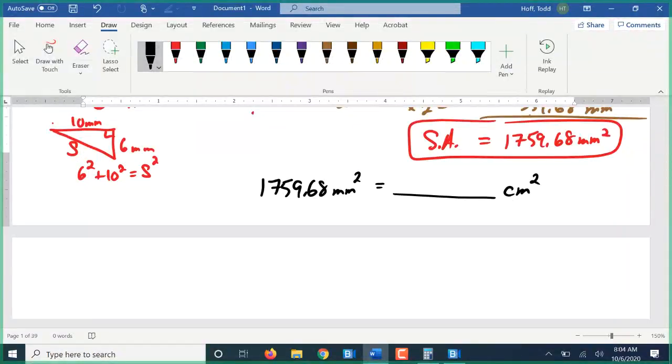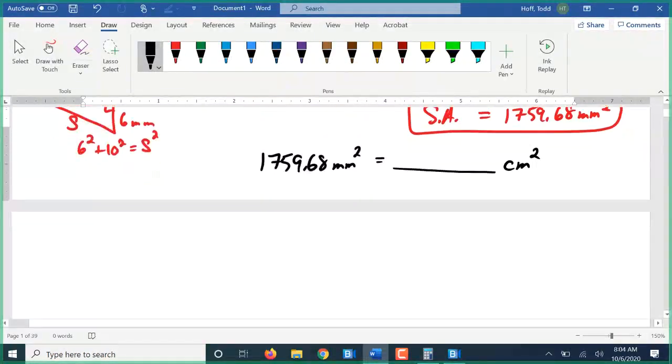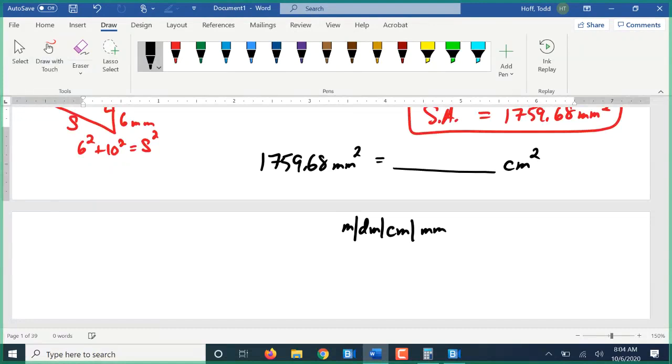What if I wanted to convert that into centimeters squared? What do I do? Well, to go from millimeters to centimeters on our chart is one spot to the left. But since this is millimeters squared and centimeters squared, how many spots does my decimal point have to move? 2, very good. Every spot on the chart becomes 2 decimal places because it's squared. So I have to go 1, 2, that's 17.5968 centimeters squared.